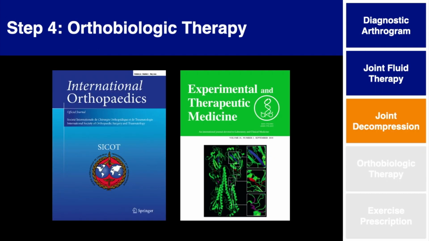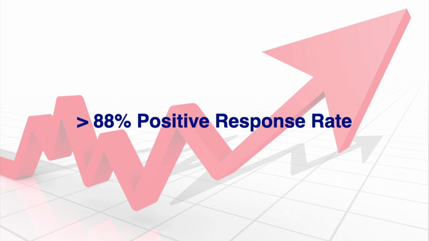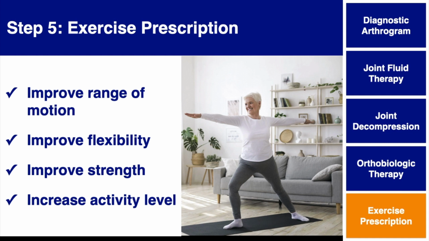Studies published in several international medical journals cite decreases in joint pain, decreases in cartilage destruction and bone damage, along with improvements in functional outcome scores. Best of all, when combining PRP with joint fluid therapy and knee bracing, the positive response rate increases to 88% or better. Finally, Step 5 of the Advanced Arthritis Relief Protocol is a weekly series of exercises you can perform at home. These simple exercises are designed to improve your range of motion and flexibility, increase your strength, and improve your ability to perform your daily activities.